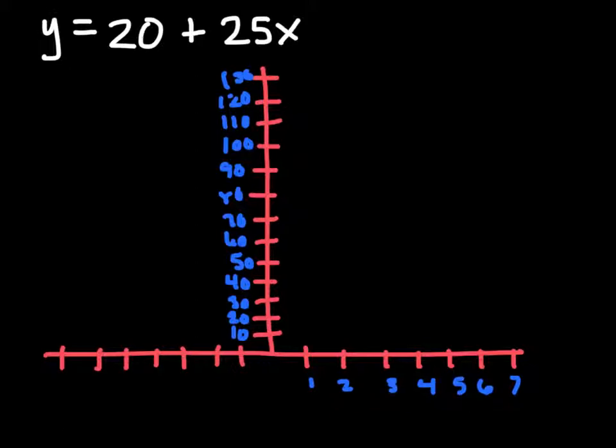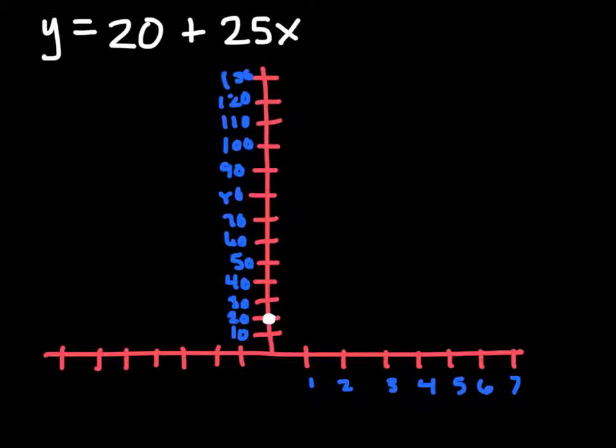We know that our y-intercept is at 20, so let's go ahead and place that mark. And our slope is 25, which means that our rise is 25 and our run is 1. So we're going to move vertically 25 for every one step that we move to the right. So let's go ahead and mark that off.